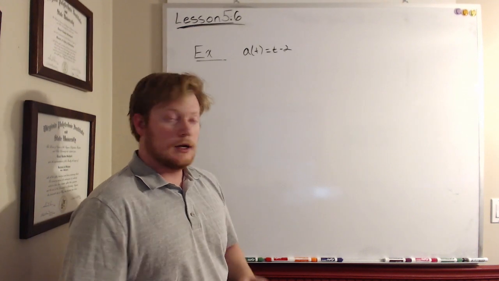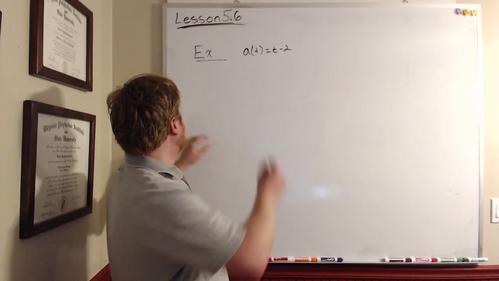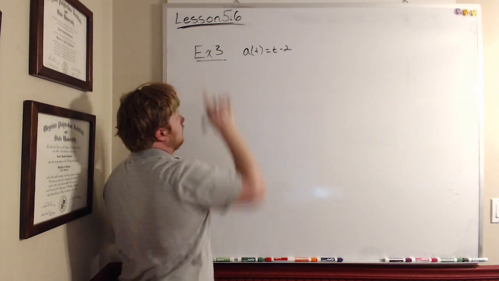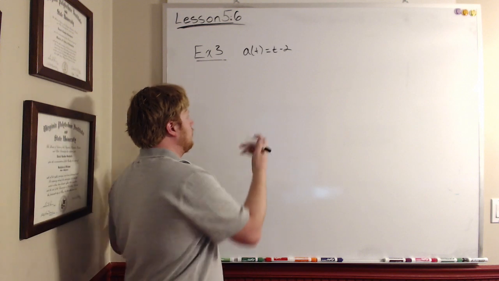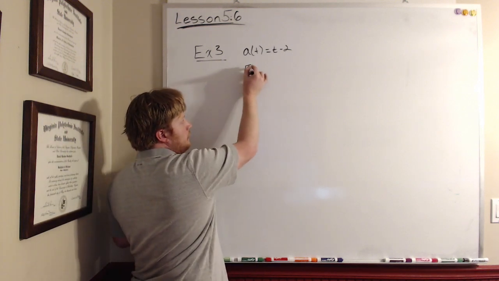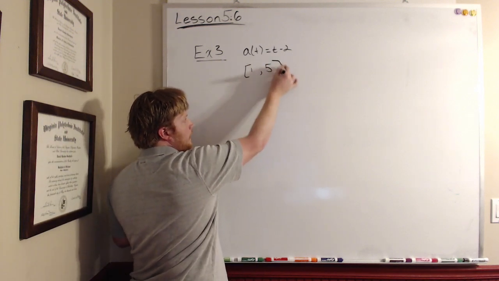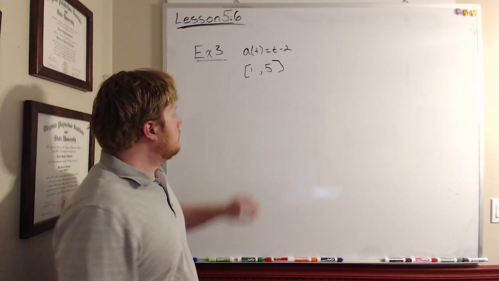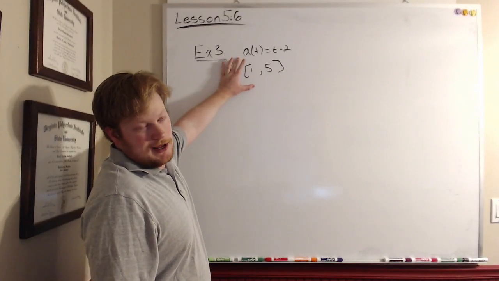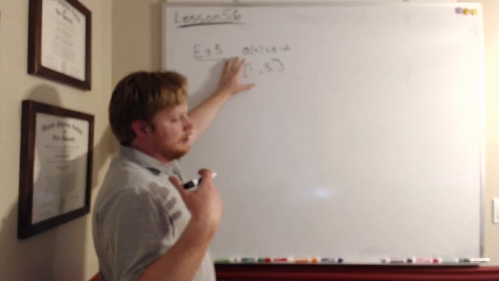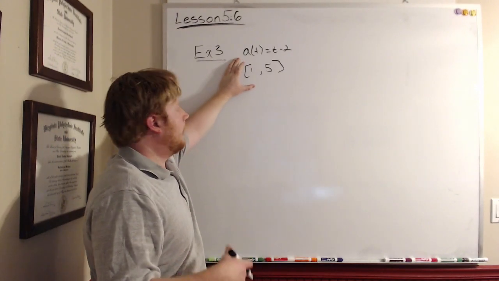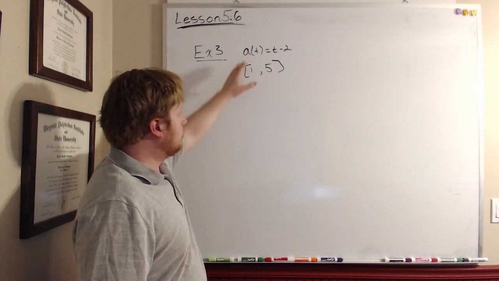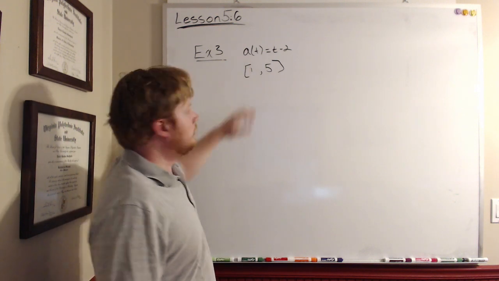All right, so in this example, example 3, same question. What's the total displacement and what's the total distance over the interval from 1 to 5? Only difference is I'm given the acceleration. Now I can't just integrate once. I'm going to have to find the integral of a of t, and then take the second integral.